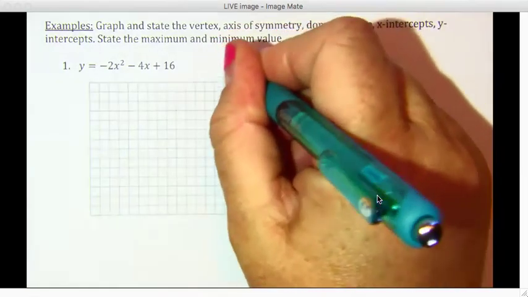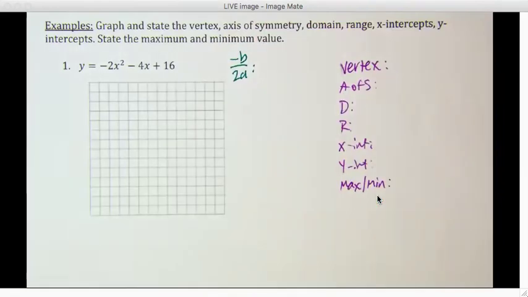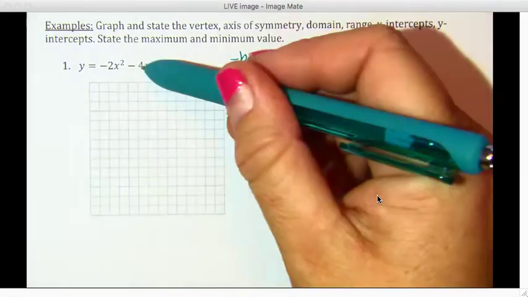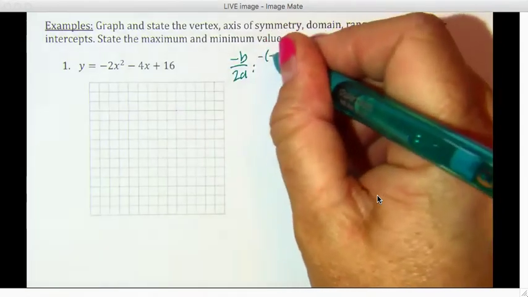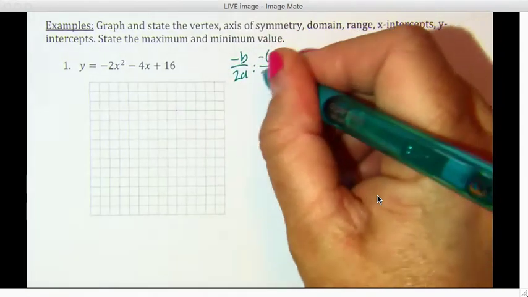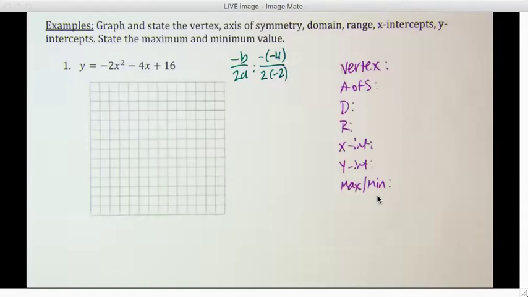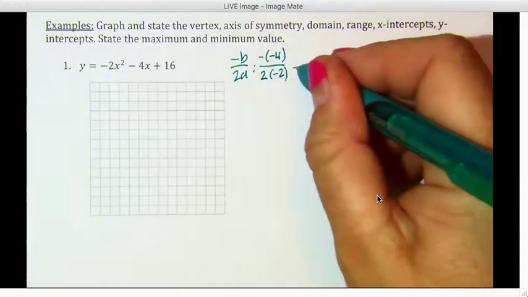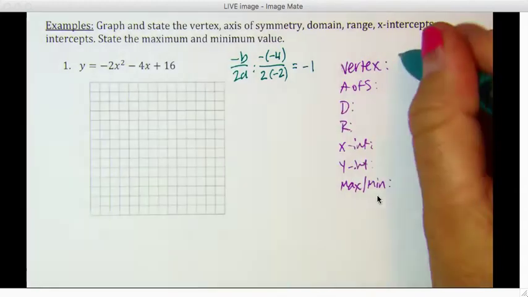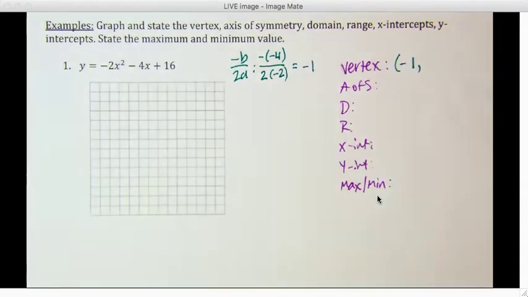So we're going to start out looking for the vertex, and we're going to use that negative b over 2a that we saw above. At negative b, so in this case, b is negative 4, so negative times negative 4 over 2 times a, which is negative 2. This is positive 4 divided by negative 4, which gives me negative 1. So the x value of my vertex is negative 1.